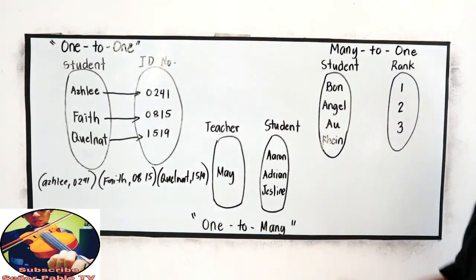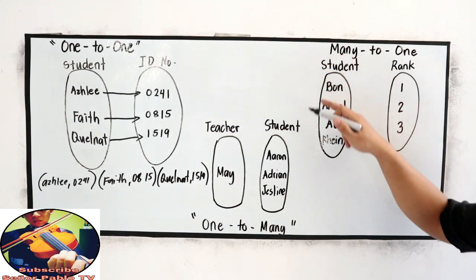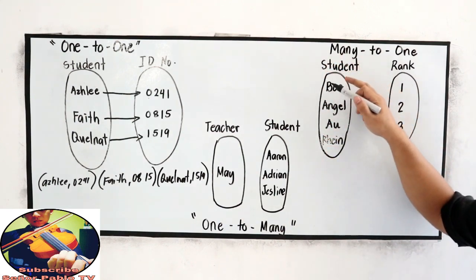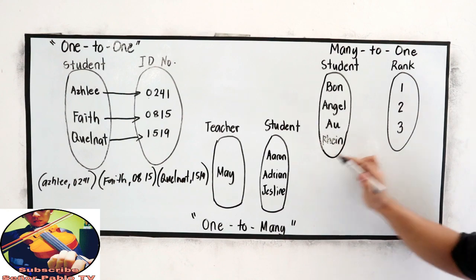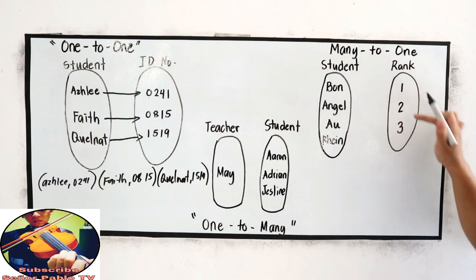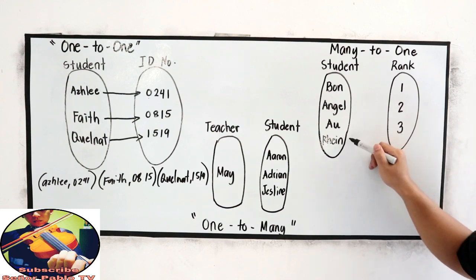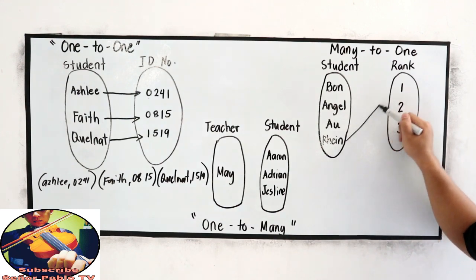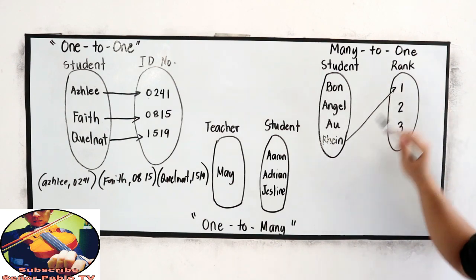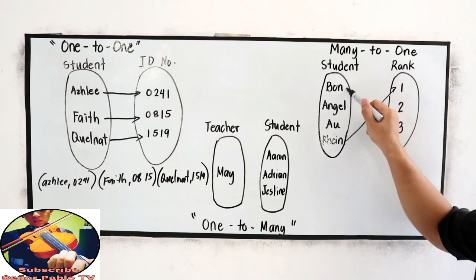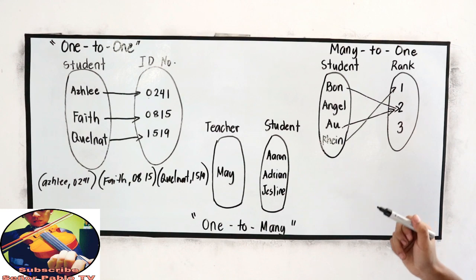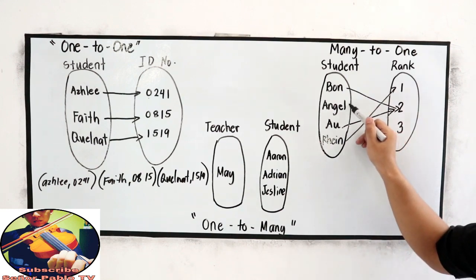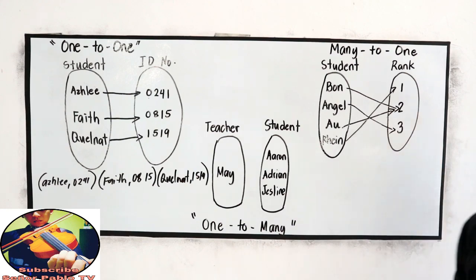Now, let's proceed to many-to-one correspondence. In our domain, we have the name of the students. Let's say Bon, Angel, AU, and Rain. And their rank. We have the first, second, and third. Let's say Rain as our rank 1. Bon and AU are our rank 2. And Angel will be the rank 3.